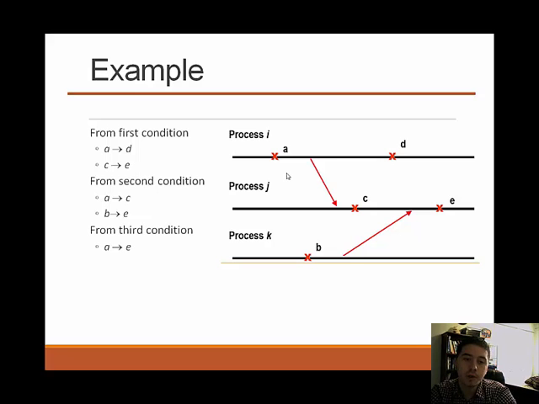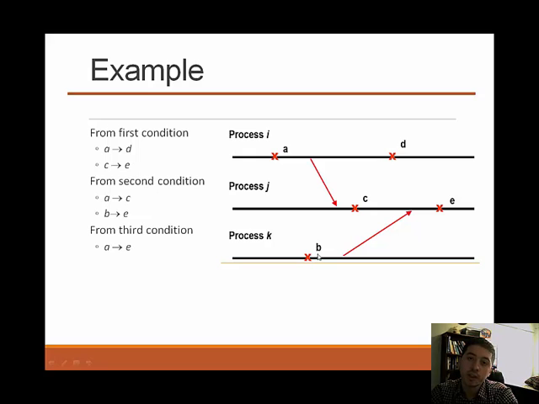Let us now illustrate this relationship with an example. We have the three conditions, and we have three processes, I, J, and K. The bold black line shows the timeline of each process and the events that happen in each process. So we can see that in process I, A and D happened. In process J, C and E happened. In process K, B happened.